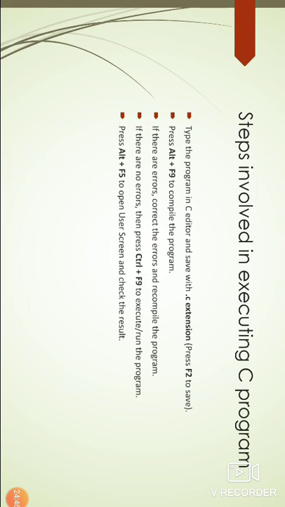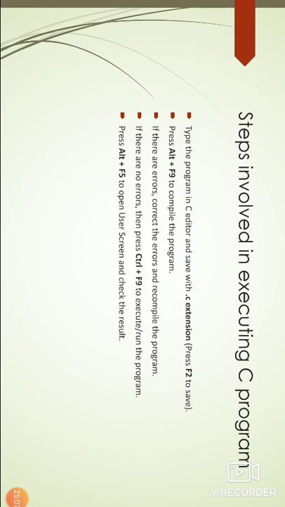This is very important. Once again, first we have to write the C program in a C editor, and after that we have to save it with the .c extension. To save the C program, what is the shortcut key here? F2. F2 is the function key.